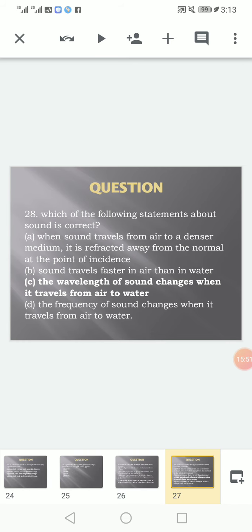28 says, which of the following statements about sound is correct? It means options A, B, and D are wrong, but option C is the correct answer. So the question says, which of the following statements about sound is correct?